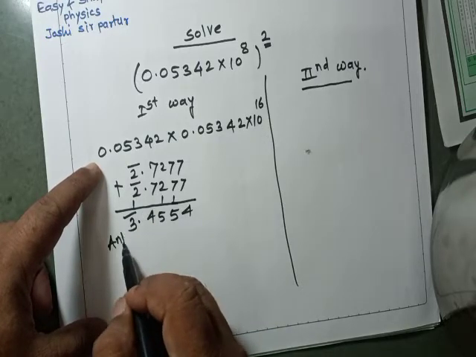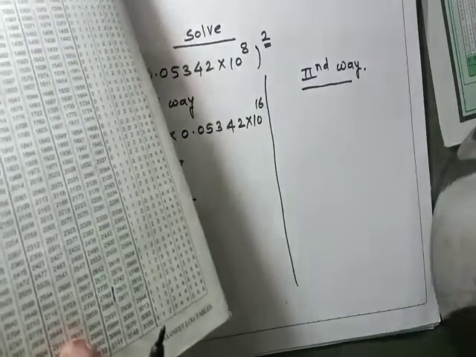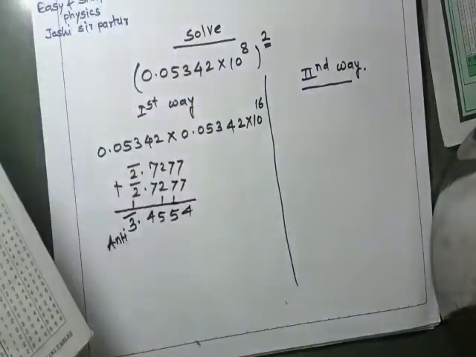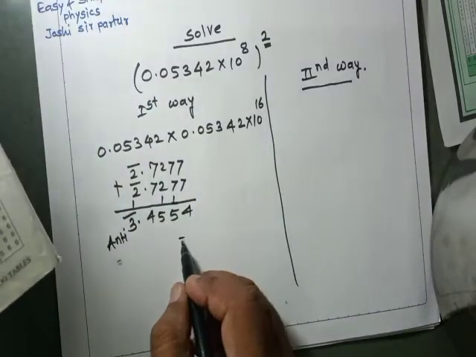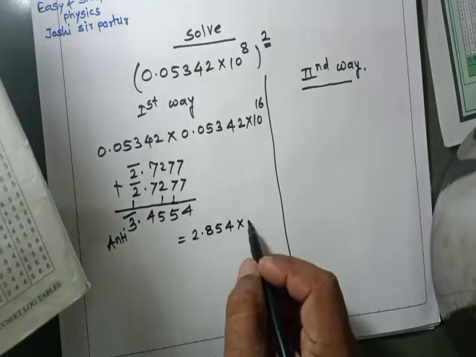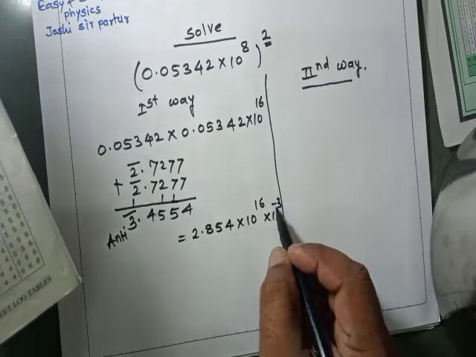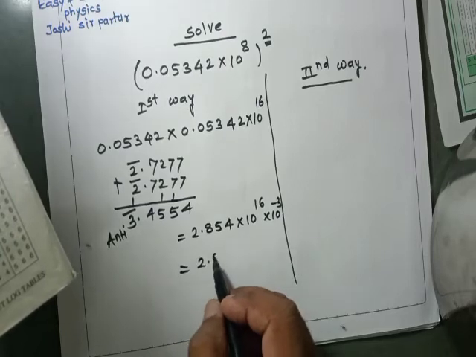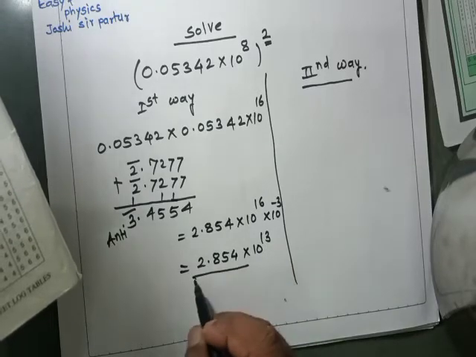Take its antilog. When we find its antilog, it is 0.45 in 5. So here 0.45 in 5, that will be 2851, and 4 is mean difference. In 4, 3 is there, so it is 2.854 into 10 to the power 16 into 10 to the power minus 3, means it is 2.854 into 10 to the power 13. Its answer will be there.